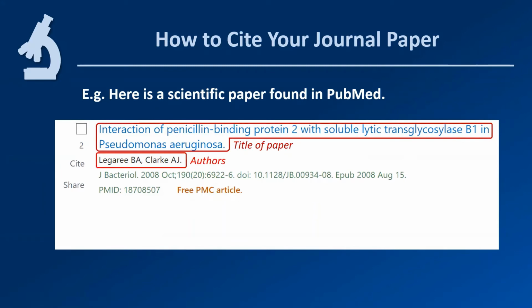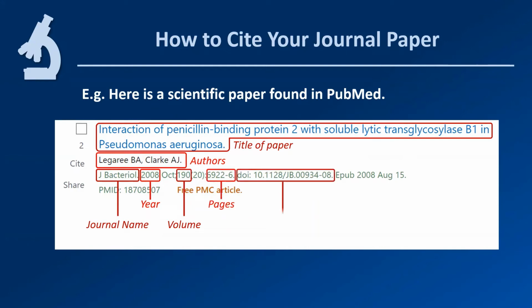There's two authors, myself and Anthony Clark. We have the journal name. That's the Journal of Bacteriology. In this class, you can use the abbreviation or the full form. It doesn't matter to me. There's the year. There's the volume number, the page numbers, and the digital object identifier. So it has all the information right there, right when you find it in your initial search found on PubMed.